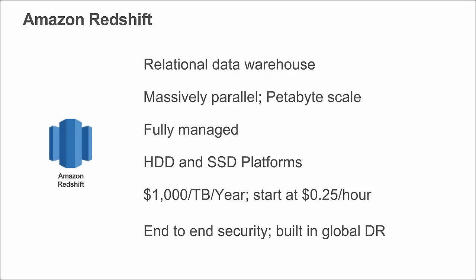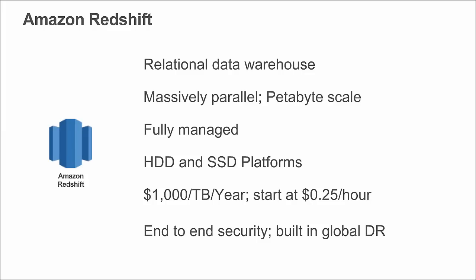So switching to Redshift. Redshift is a relational, massively parallel processing data warehouse. It's petabyte scale. You can have up to 2 petabytes of compressed data in a single cluster. It's actually very scalable, so you can start with a single 160 gigabyte node for 25 cents an hour, and then scale all the way up to 125 nodes with 16 terabytes each for 2 petabytes. We've got hard disk and SSD platforms available, and it's fully managed. You can actually stand up a petabyte Redshift cluster in less than 5 minutes and have a SQL endpoint you can start using. Again, we've got end-to-end security, and I'll talk about that in just a minute, and built-in global disaster recovery.